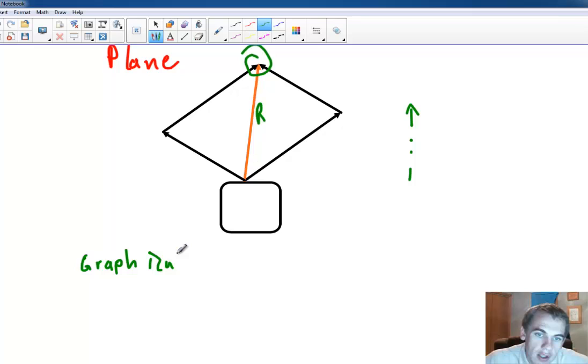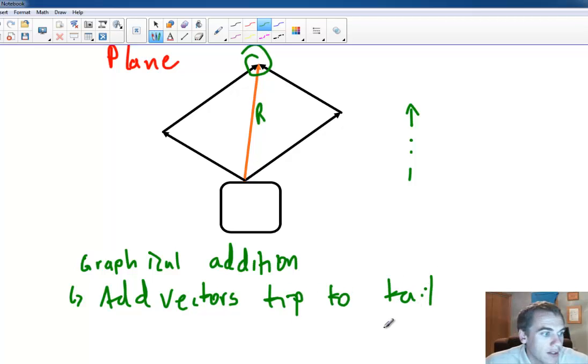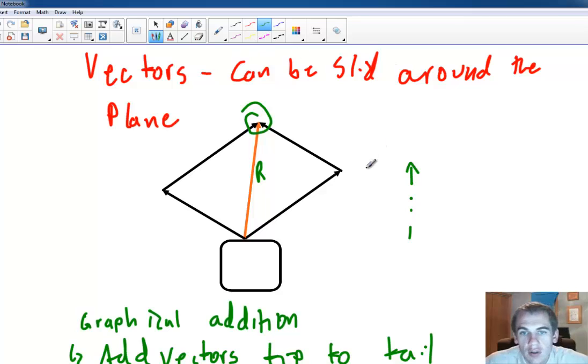So graphical addition just says, let's slide the vector so that the tip of one is on the tail of the next. Add vectors tip to tail. Now we can actually do a little bit of math with this. I know that makes you guys super excited, and so I want to know everything there is to know about this vector, which means I want to know its magnitude, and I also want to know its direction.